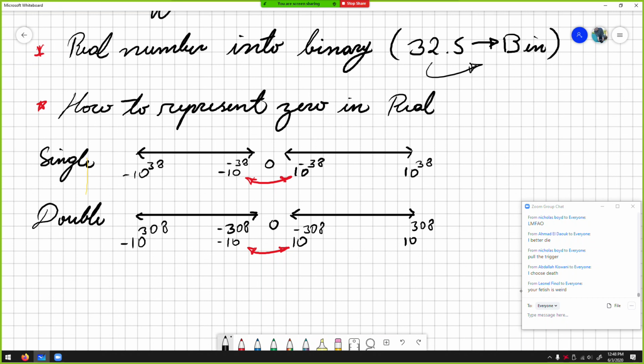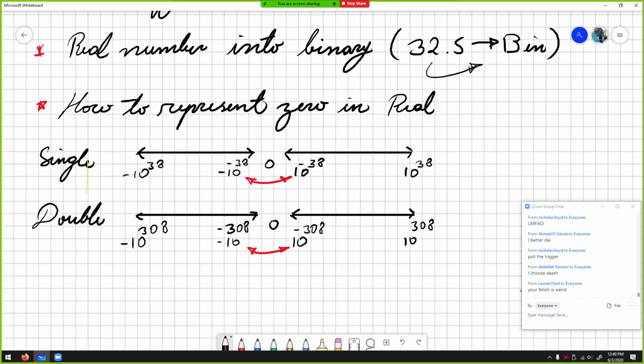For the purposes of the exam, if I ask you how do you represent 0 in real as a single precision, you will be given one of these two options. You either will be given this one, or you will be given this one. You are not going to be given both of them because it's redundant, it's confusing. So you're only going to be given one of them. However, make sure you know that there are two possibilities.